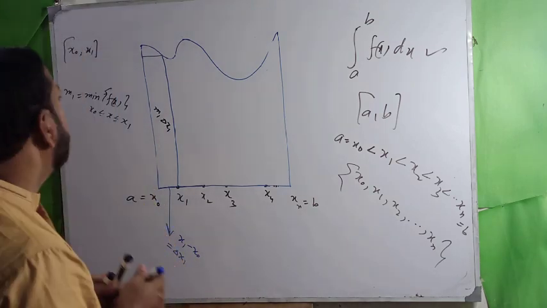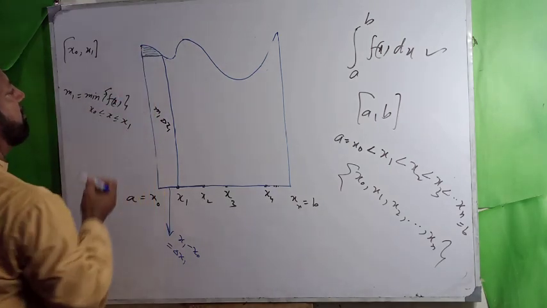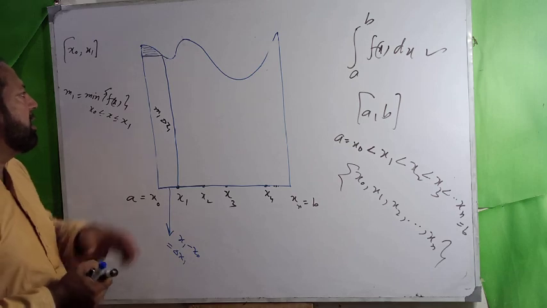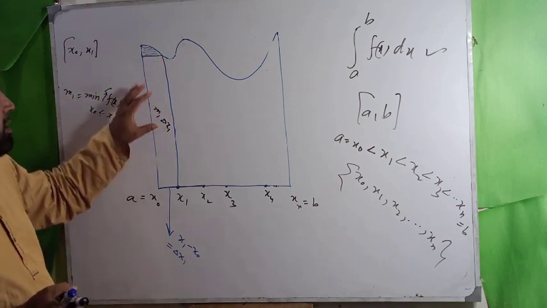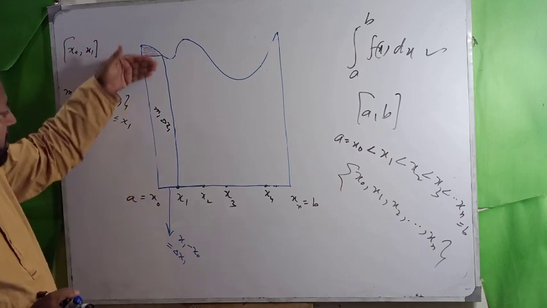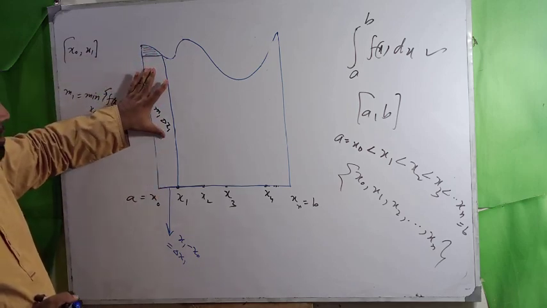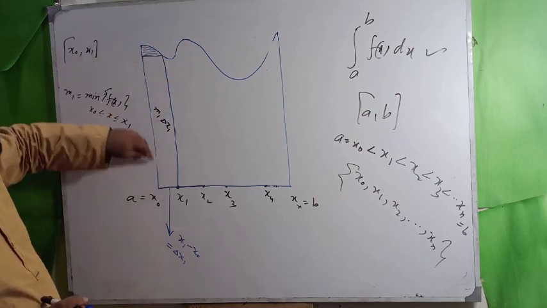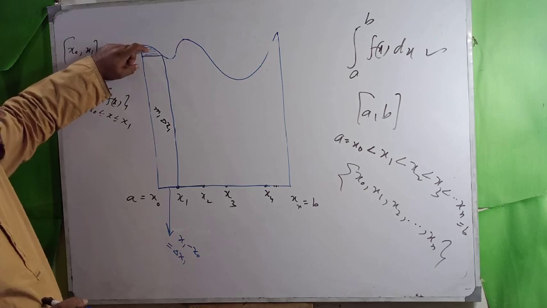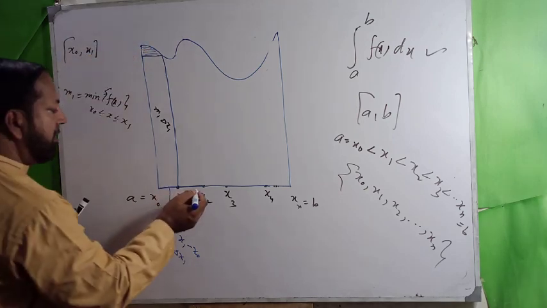But one thing is clear here: we are losing this area. We are losing this area, because this rectangle through the minimum value is covering only the area below this line. This is lesser than the required area. So that's why we are losing this area. Remember.